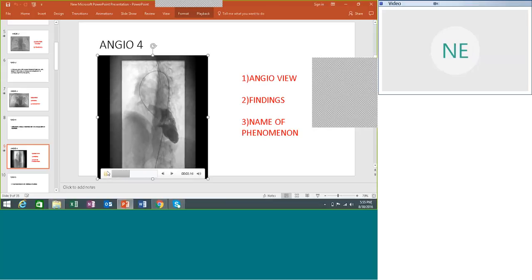Where is the dye going from the LV? Is it filling the RV? Okay, thank you. So that is the LV, and the jet is going and filling up the right atrium.